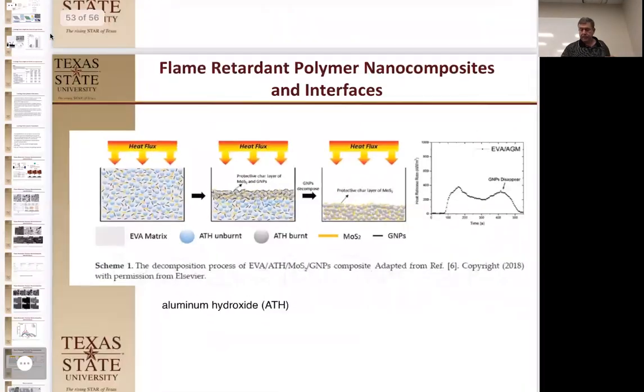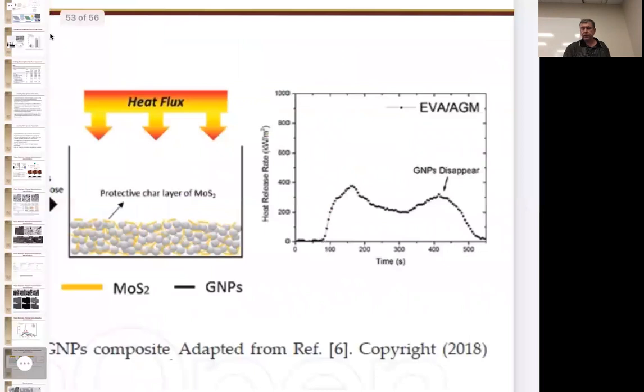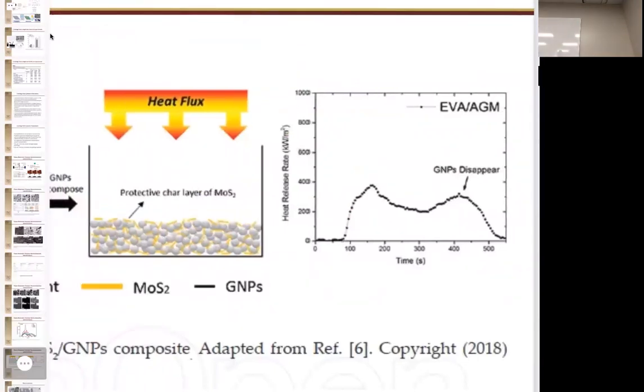Okay, and that's why we have a second peak in our heat release rate. You see this, it's burning out almost all, it's delayed start, burns out most of your matrix here. Now the carbon nanotubes start to burn, and then we're left with nothing else. So that's their explanation for not being a perfect curve.